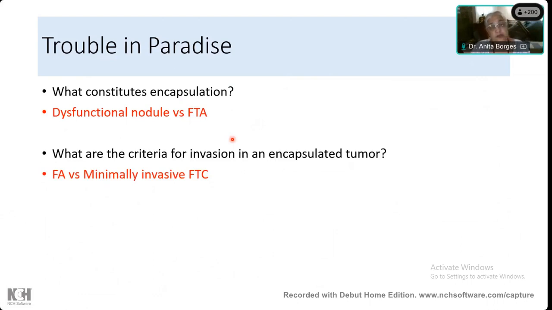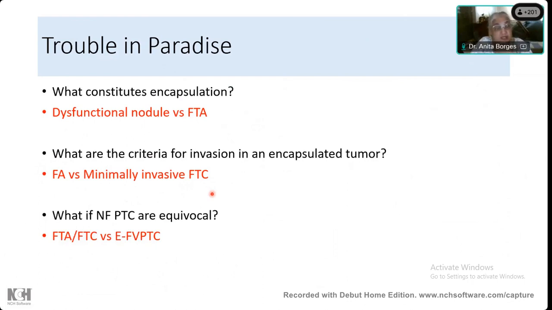The second problem was this. What are the criteria for invasion in an encapsulated tumor? So how much of the capsule should be infiltrated? A little, a lot, full thickness? What actually constitutes this? Because that made the difference between a follicular adenoma versus a minimally invasive follicular thyroid carcinoma.